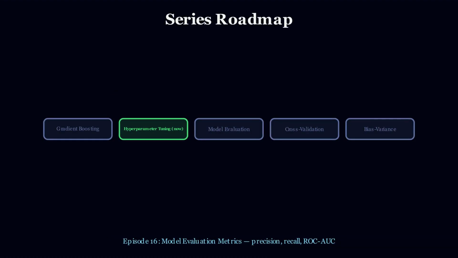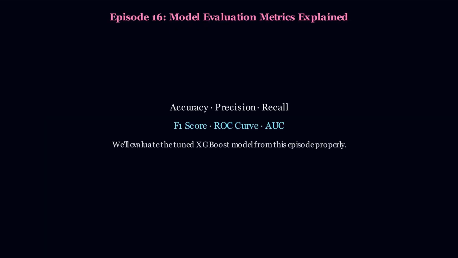Quick look at where we are. Gradient boosting, then hyperparameter tuning, now those two are done. Episode 16 goes to model evaluation metrics: precision, recall, ROC AUC. You just tuned a model. Next episode, you'll judge it properly. Episode 16, Model Evaluation Metrics Explained. Accuracy, precision, recall, F1 score, and the ROC curve. We'll evaluate the tuned model from this episode properly.